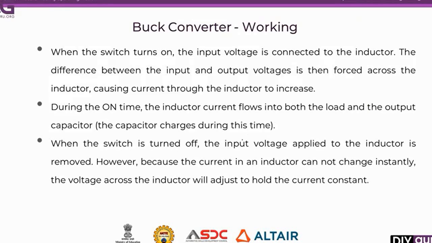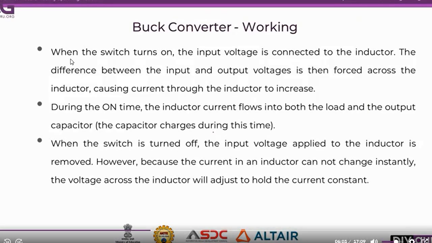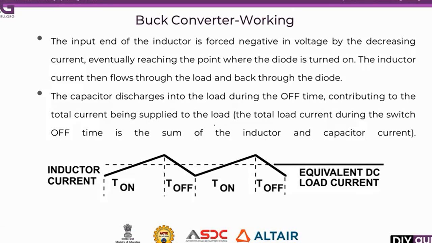The detailed working explanation is given here. You can just go through it. In this diagram, we can see that during the duration of turning on the switch, the inductor current slightly increases, and it cannot instantaneously come down. There is a gradual decrease in the inductor current, and the output DC equivalent load current will be a perfect DC voltage.